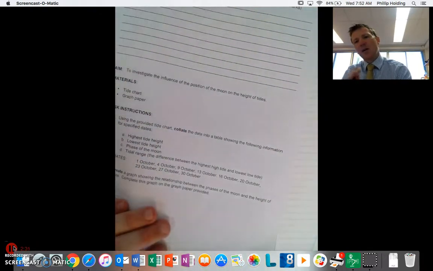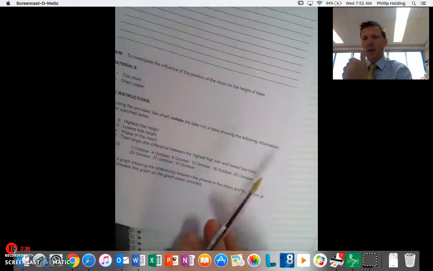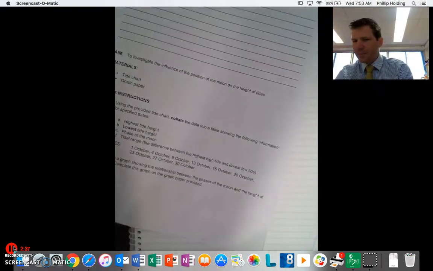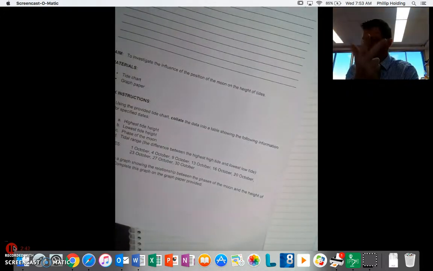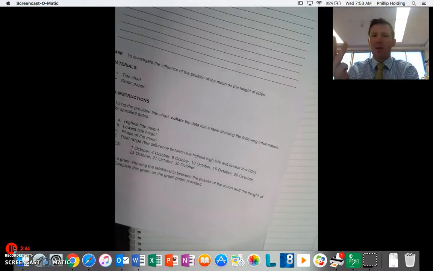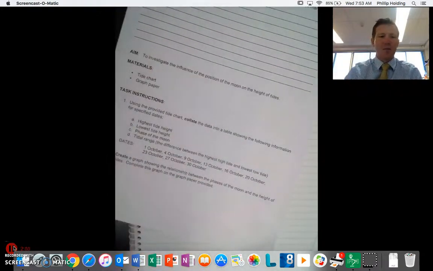Now going from left to right, how many columns do we need? We need a column for the date, a column for the phase, a column for the high tide, a column for the low tide, and a column for the tidal range. So in total, that's five columns that we're going to need.